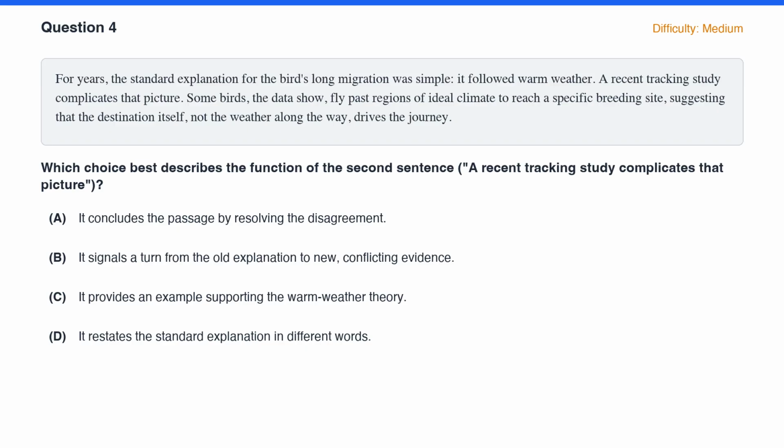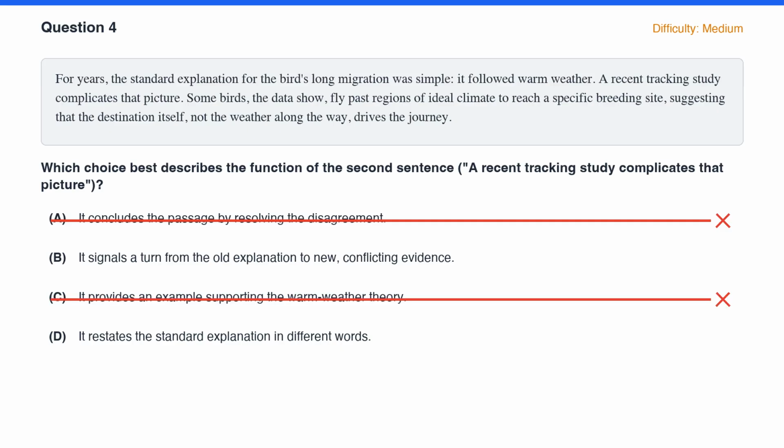Step 4. Verify every clause. Cut overreach. Choice A concludes the passage by resolving the disagreement. Wrong spot in the structure. This sentence opens the complication. It doesn't close it. Cross it. Choice C. An example supporting the warm weather theory. Wrong direction. The study undercuts that theory. Cross it. Choice D. Restates the standard explanation in different words. No, it challenges the explanation rather than repeating it.